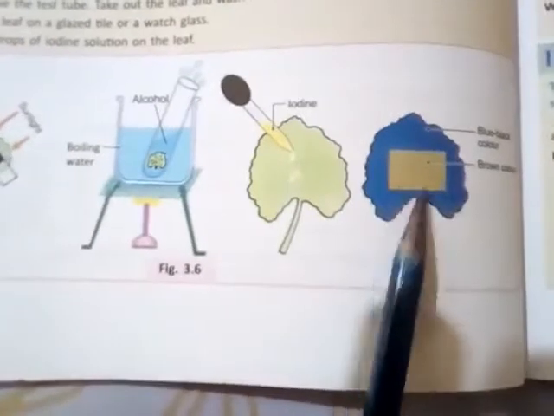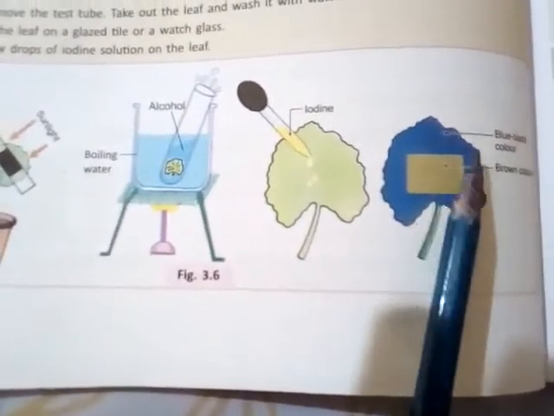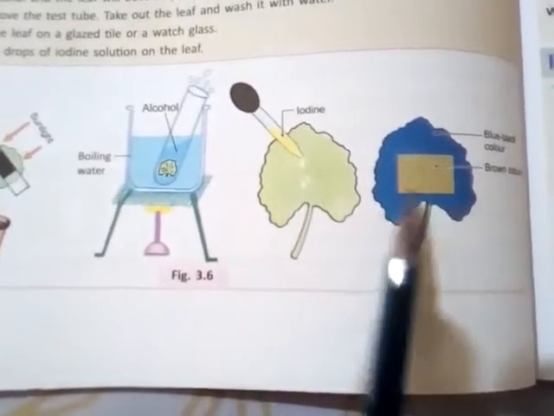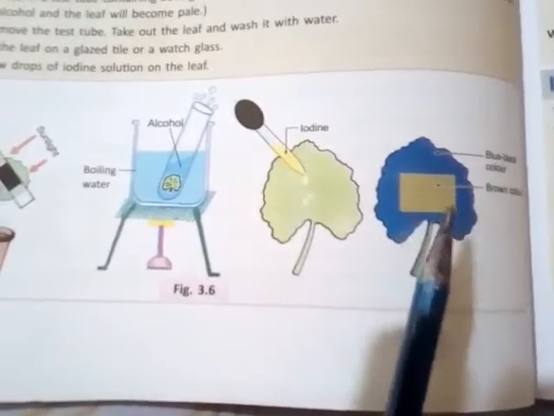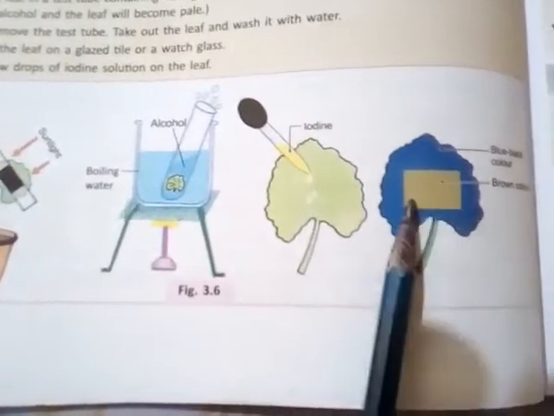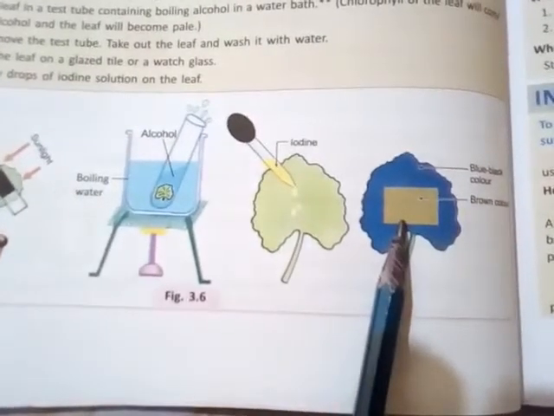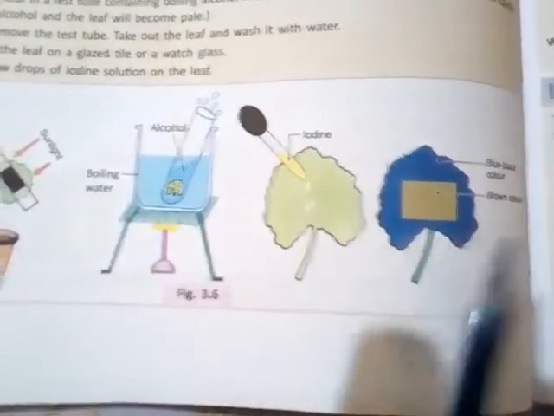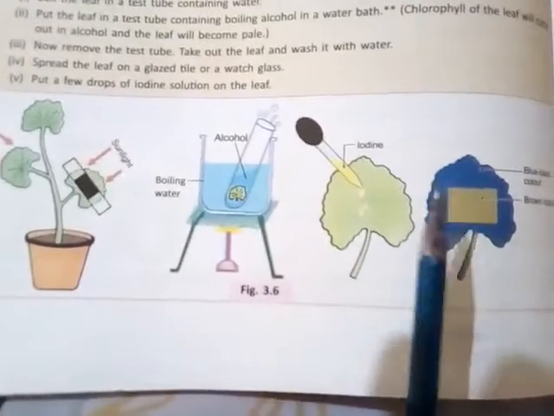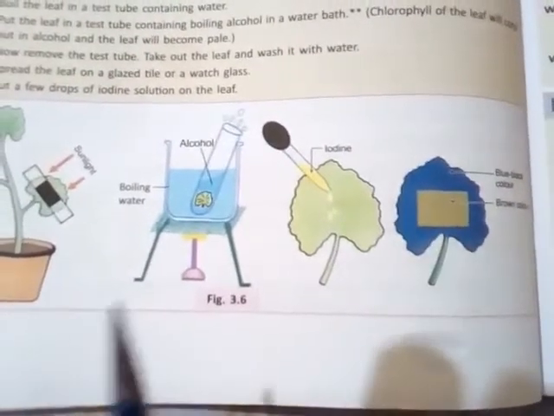But in the portions which are covered, no sunlight has reached, which means no photosynthesis will happen. If photosynthesis does not happen, starch will not form. If starch does not form, the iodine solution does not react with this part, and it gives the brown color. So this is the whole process. This process is called the destarching method.